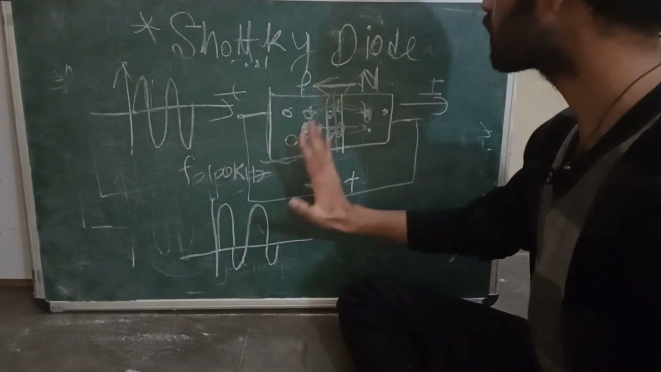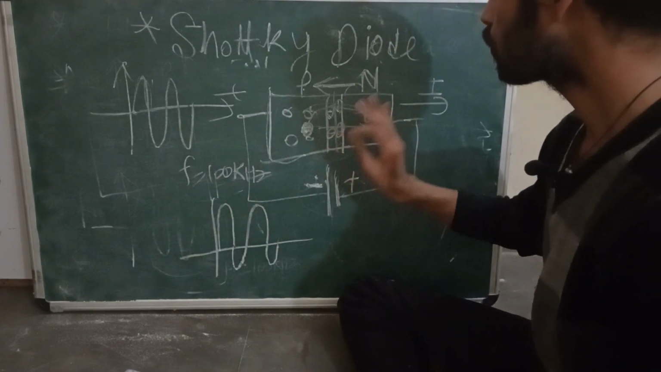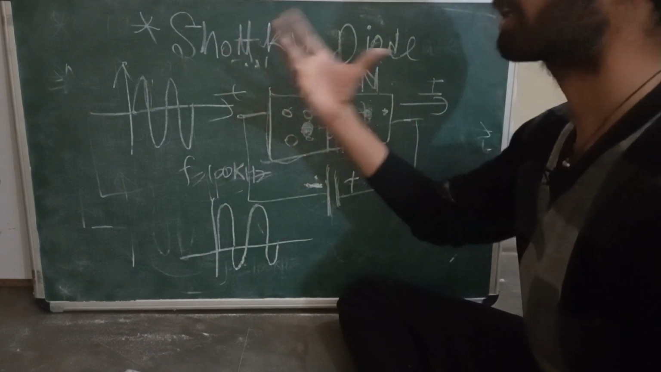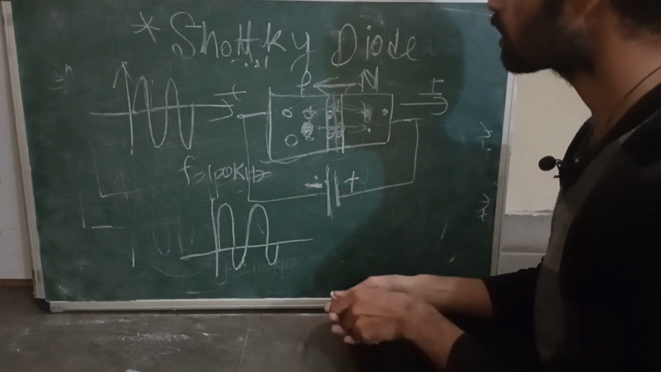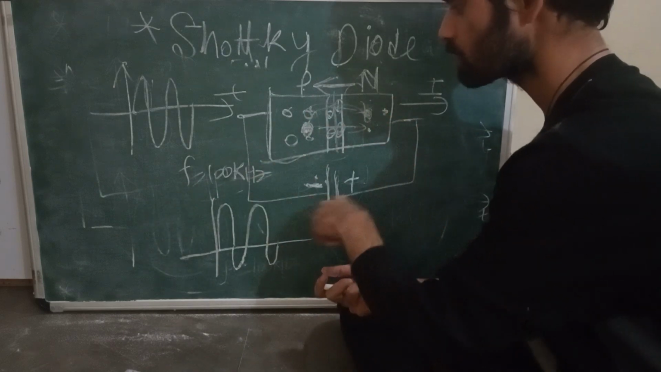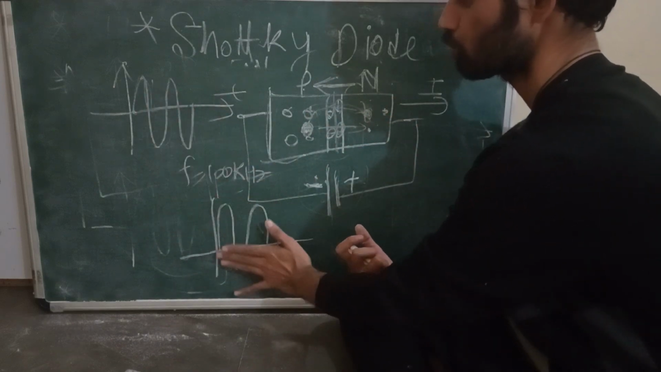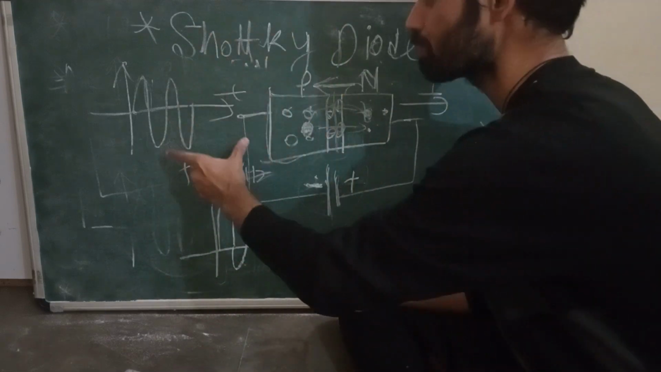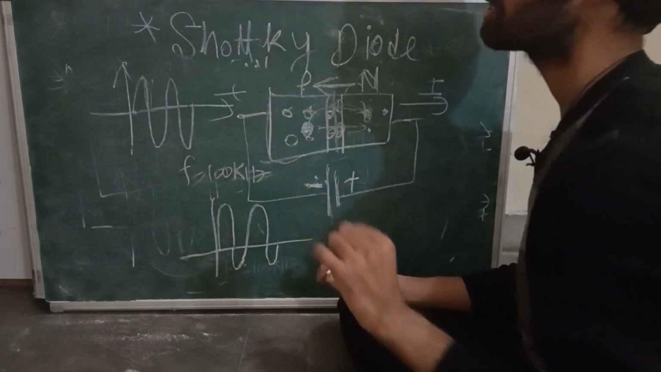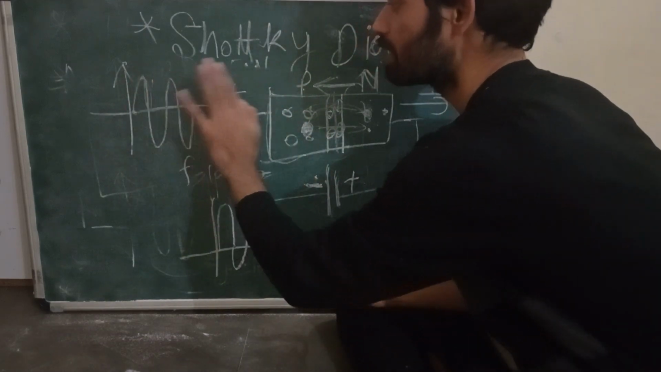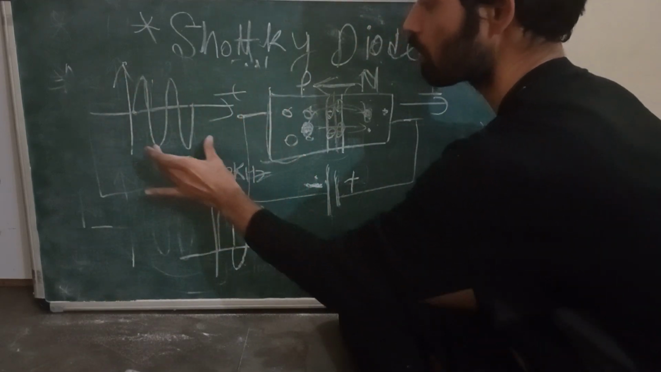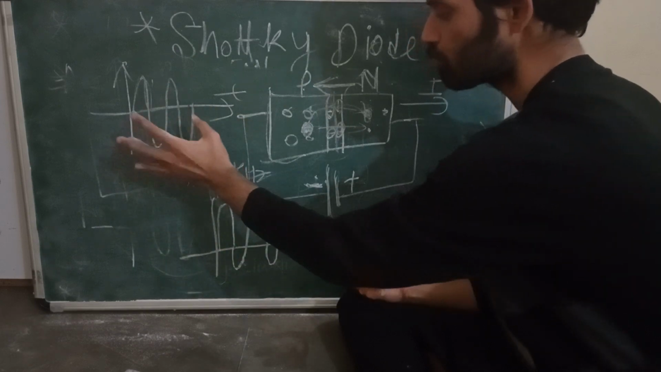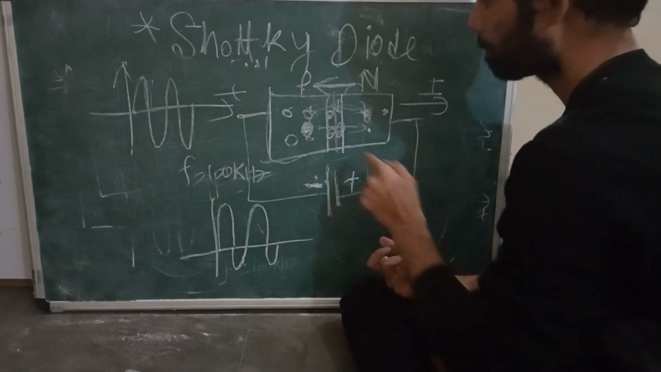Okay, so now I think your doubt is clear, why we are using the Schottky diode. The main purpose is this. During the positive cycle it will rectify, so no problem there, but during the negative cycle, for a high frequency signal, the time period of this signal will get decreased. The time period of the signal is very small, in the order of nanoseconds.